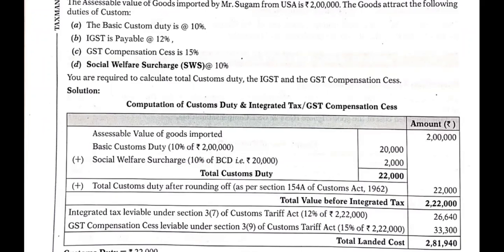Of that 15%, that is 33,300. We need to do the total of all these things: 2,22,000 integrated tax plus 26,640 integrated tax leviable and 33,300 GST compensation cess. So the total landed cost we will get is 2,81,940 rupees. So what will be the custom duty?